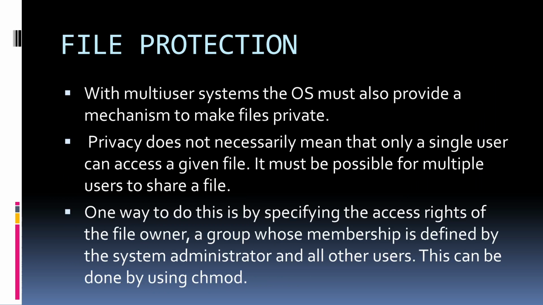File protection. With multi-user systems, the OS must also provide a mechanism to make files private. Privacy does not necessarily mean that only a single user can access a given file. It must be possible for multiple users to share a file. One way to do this is by specifying the access rights of the file owner, a group whose membership is defined by the system administrator, and all other users. This can be done using chmod, a utility present in Unix and Linux-based systems.